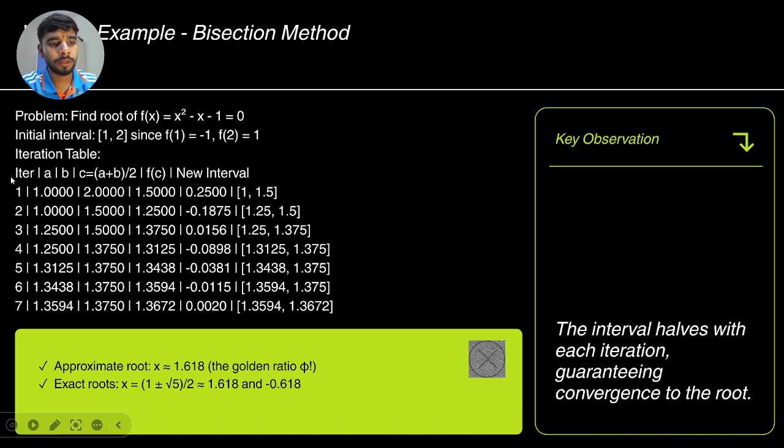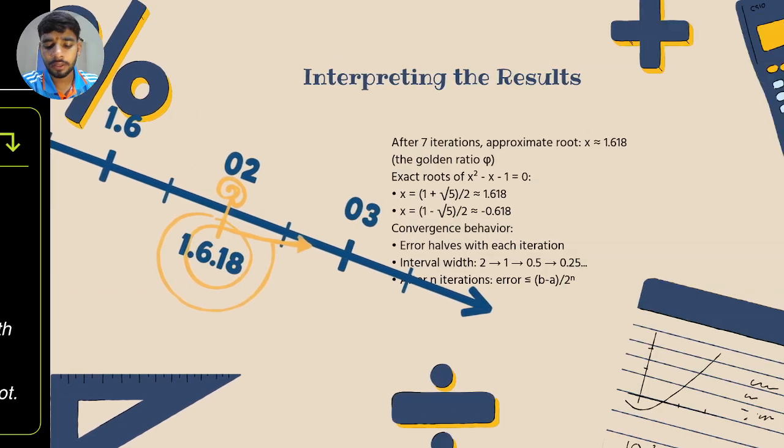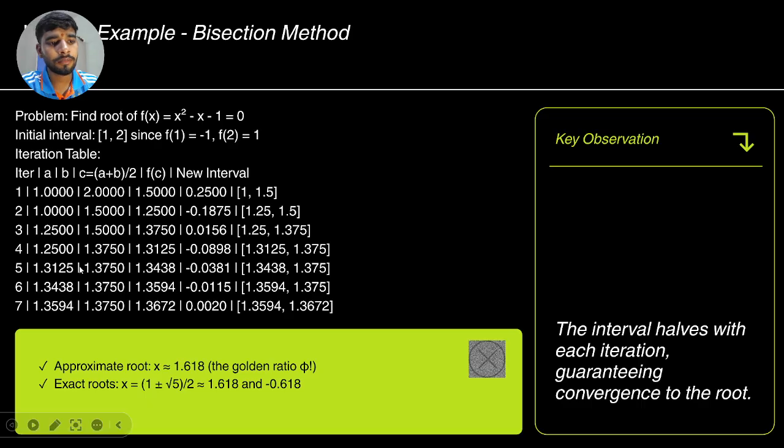Here we make a table with columns for iteration, the value of a, the value of b, the value of c, f of c, and the new interval. In the first iteration we take 1 and 2 as the values of a and b. Now calculate c as (a + b) / 2 and calculate f of c. As you've seen, f of c is greater than 0, so we change the value of b to c.